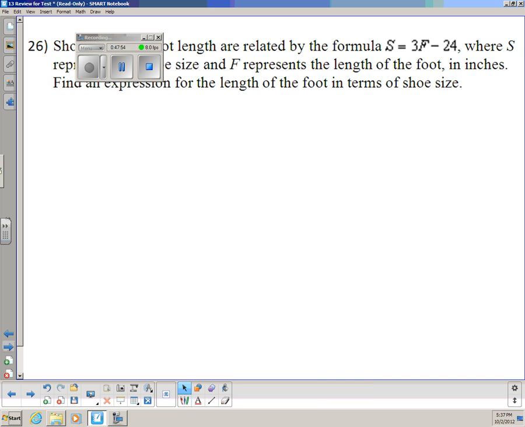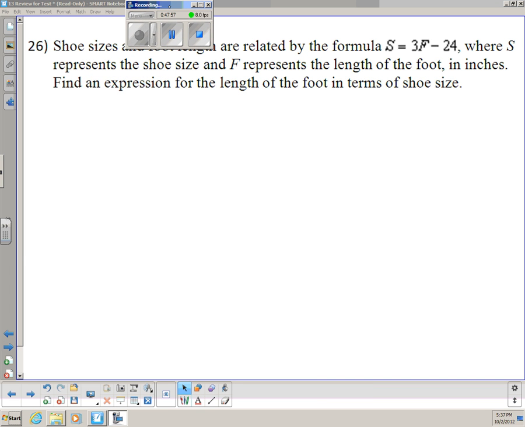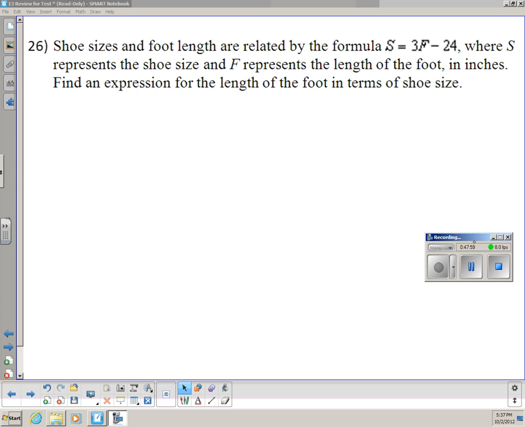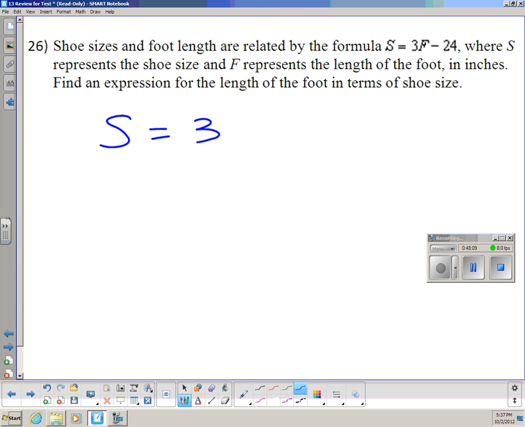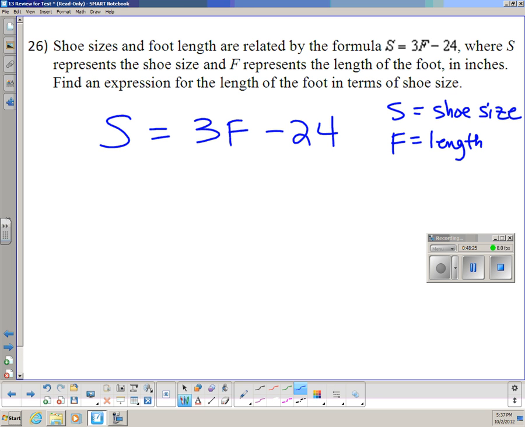Number 26 is a word problem in some respect. It says, shoe sizes and foot length are related by the formula S equals 3F minus 24, where S represents the shoe size. So I'm just going to write that down on the side. And F represents the length of the foot, in inches.